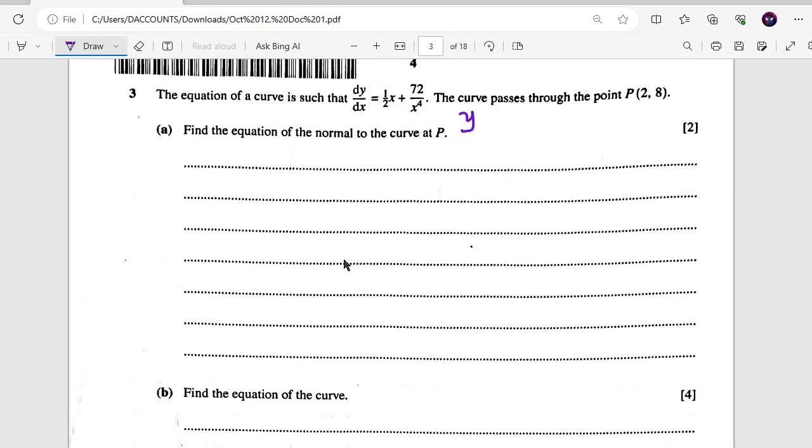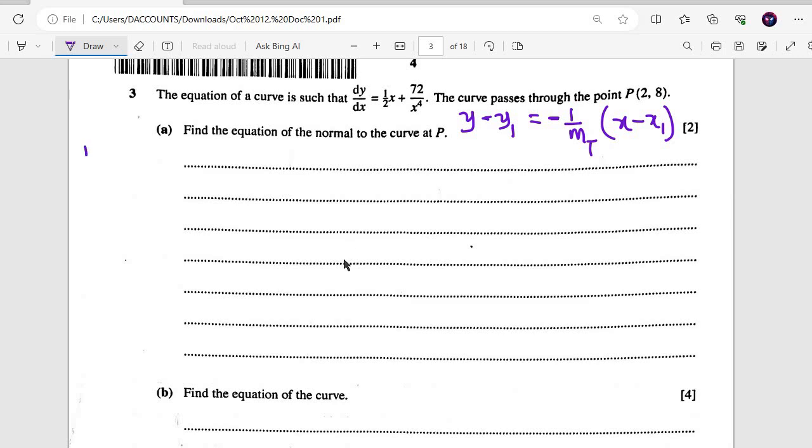For the equation of the normal, the formula is y minus y1 equal to negative gradient of tangent times x minus x1. That's the formula for the equation of the normal: y minus y1 equal to the negative inverse gradient of the tangent. If you are very strong with your coordinate geometry, you know the reason why the gradient is the negative inverse of the tangent. Now, what's our tangent?